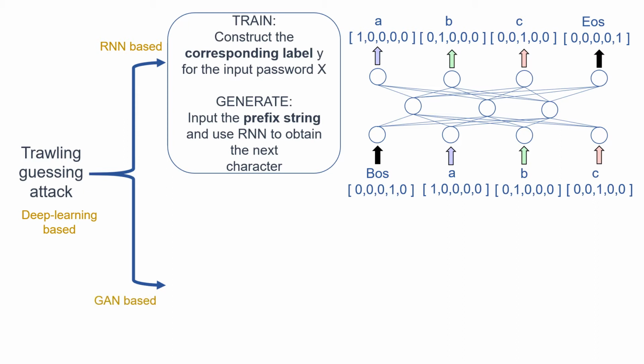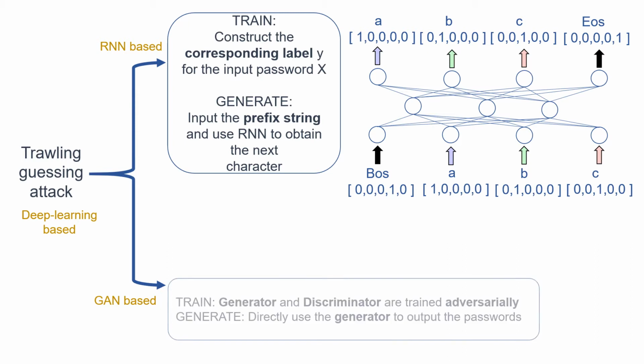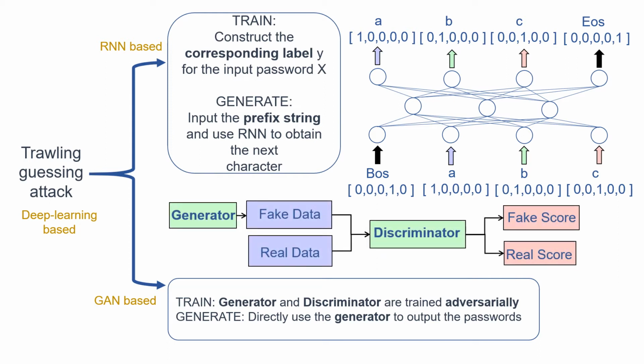The second one is based on generative adversarial networks, PassGAN for short. PassGAN consists of a generator and a discriminator. The generator captures the real data distribution by building a mapping function from noise distribution to real data space and generates fake samples. The discriminator learns to determine whether a sample comes from the fake samples or the real data. PassGAN is trained in this way until the discriminator cannot identify the source of the data, which means the generator can be used to generate guessing passwords.